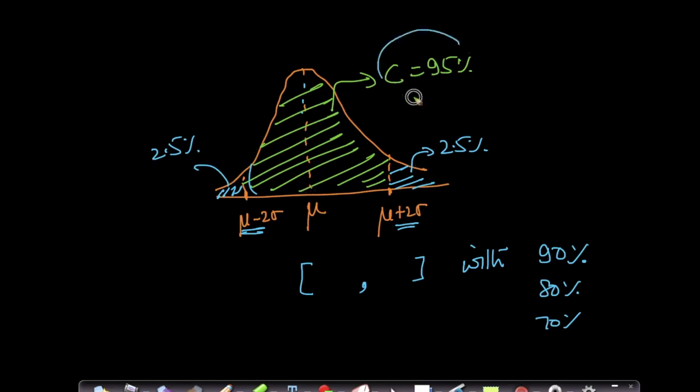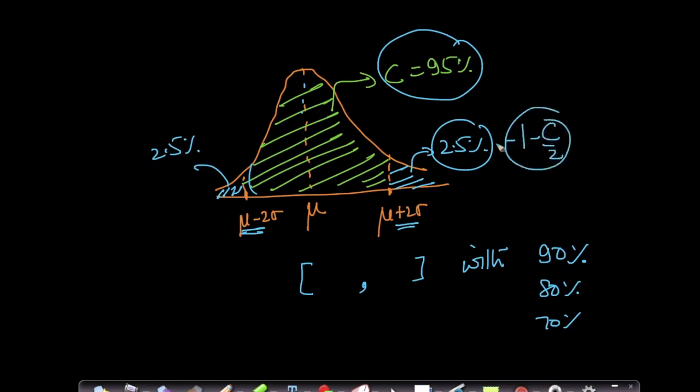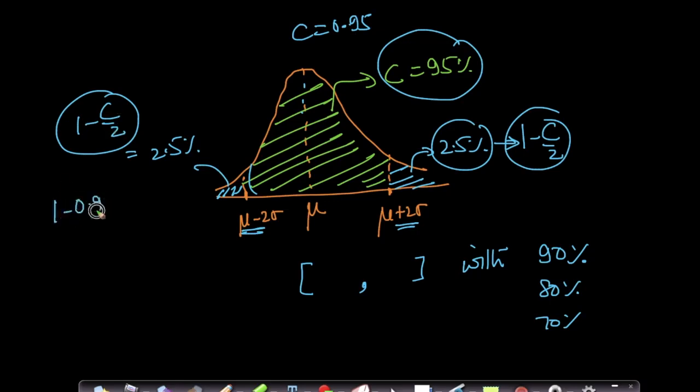So this region is C. If this region is C, this region is (1 minus C) by 2, and this region here is also (1 minus C) by 2. C is 95%, which means C is 0.95. So (1 minus 0.95) by 2 is equal to 2.5%, and this is also equal to 2.5%.